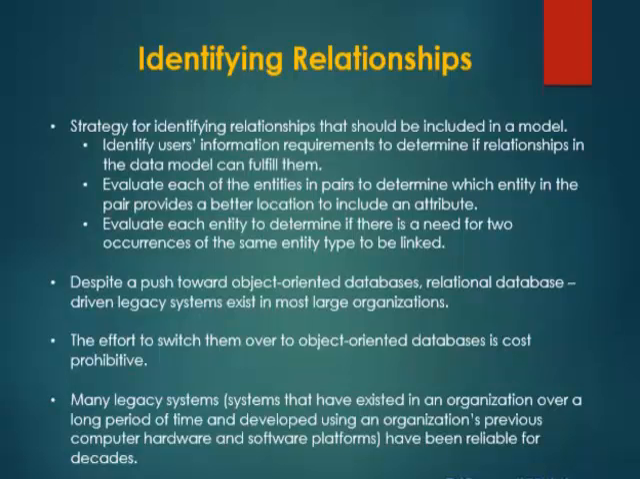Please keep the following considerations in mind when devising a strategy for identifying relationships that should be included in a model. Identify users' information requirements to determine if relationships in the data model can fulfill them. Evaluate each of the entities in pairs to determine which entity in the pair provides a better location to include an attribute. Evaluate each entity to determine if there is a need for two occurrences of the same entity type to be linked.